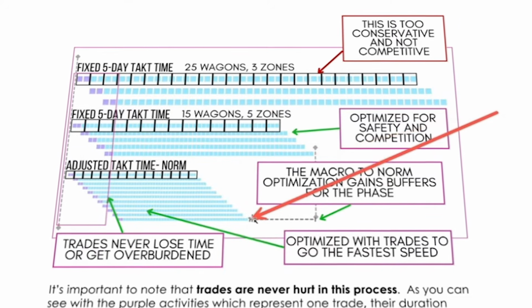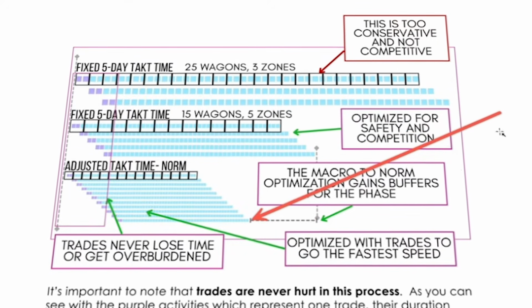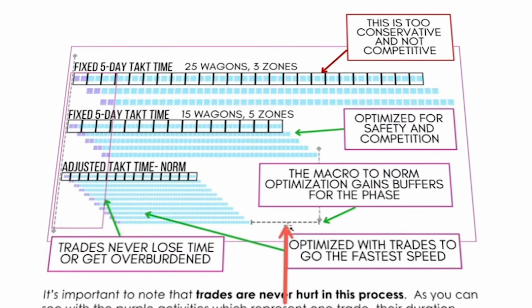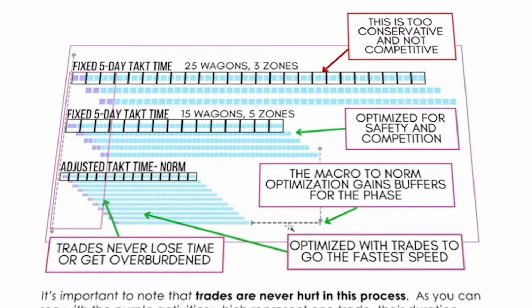And then later when you pull plan and identify your target with the norm, guess what? Yep, you guessed it. You have buffers, ladies and gentlemen. This is the genius of the Takt Production System in action.